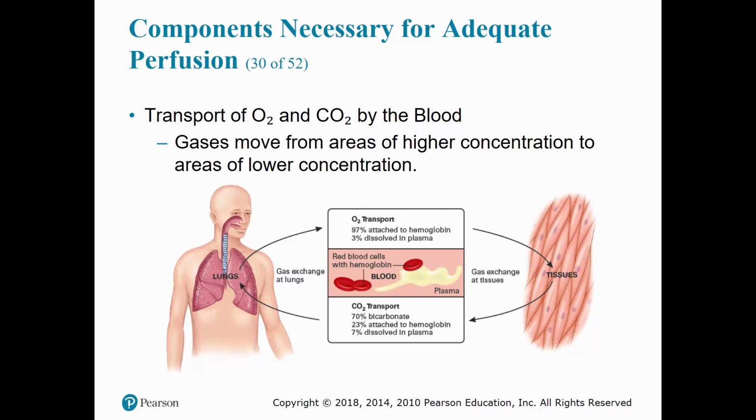Both oxygen and carbon dioxide are transported in the blood, but in different ways. It's important to remember that oxygen and carbon dioxide move from areas of higher concentration to areas of lower concentration. This helps explain the movement of gas molecules between alveoli and capillaries, and between capillaries and their cells.